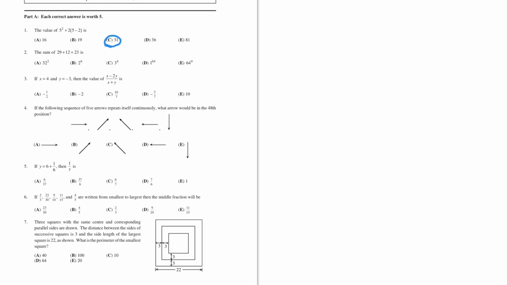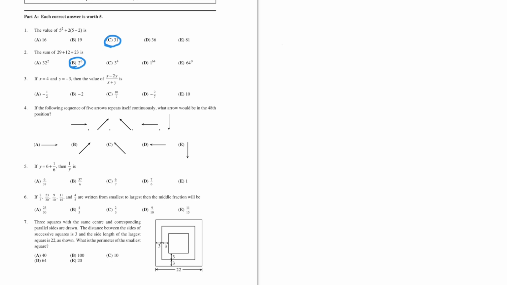Number 2, the sum of 29 plus 12 plus 23. So 12 plus 23, that's 35. 35 plus 29, that's 64. The answer in the exponent, 64, we know that's 2 to the power 6. Therefore, the answer is B.